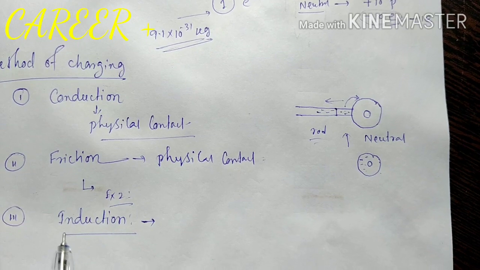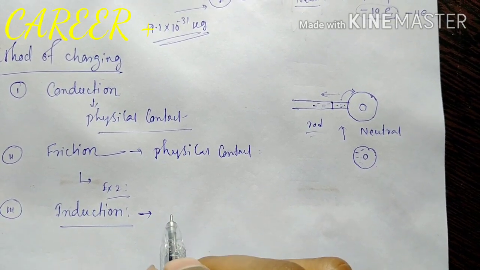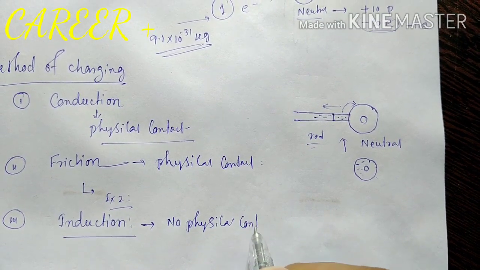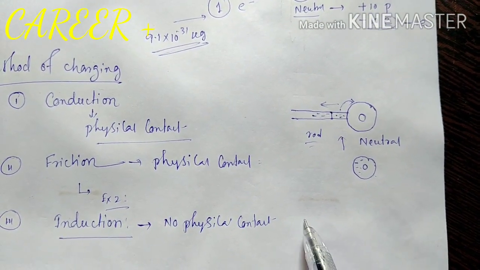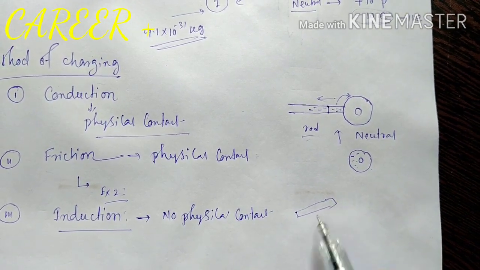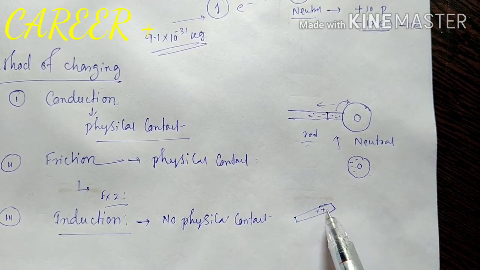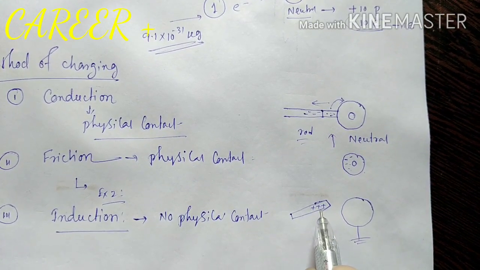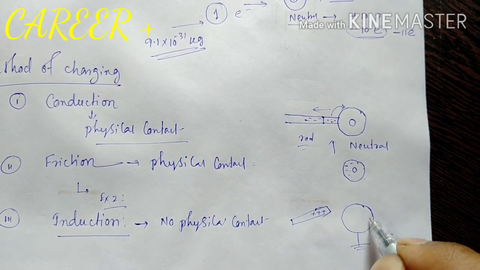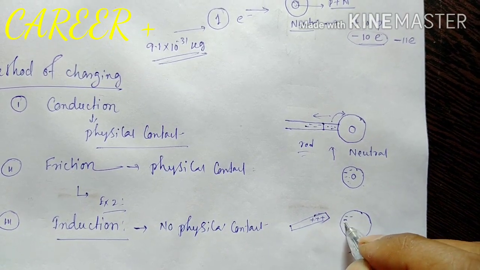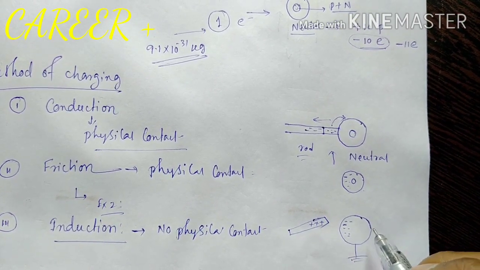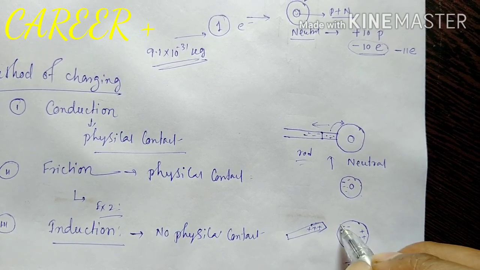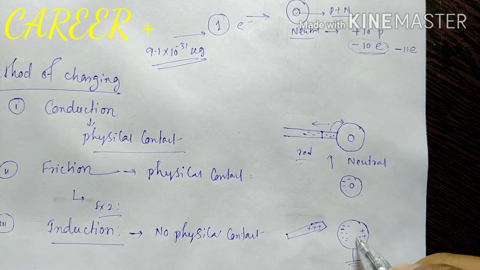Now let's discuss the third and last method, which is known as induction. During that, the most important point is there is no physical contact between the two bodies. Now what is going to happen, you see, say this is a strong positively charged rod, and nearby it is an electrically neutral body. Due to that strong positive charge, what is going to happen? The free electrons of that body come near the surface close to this positively charged rod, and as a result the other surface of the body becomes positively charged. Since the free electrons come to that side, the other side becomes positively charged.